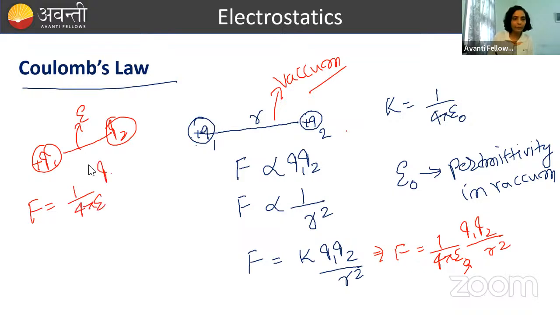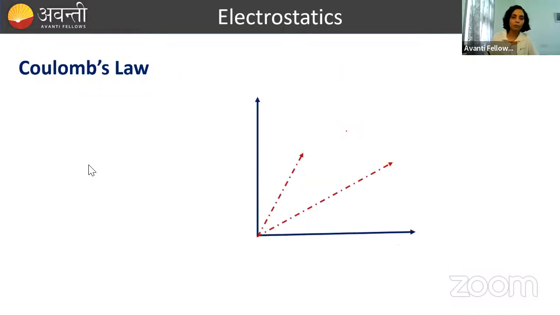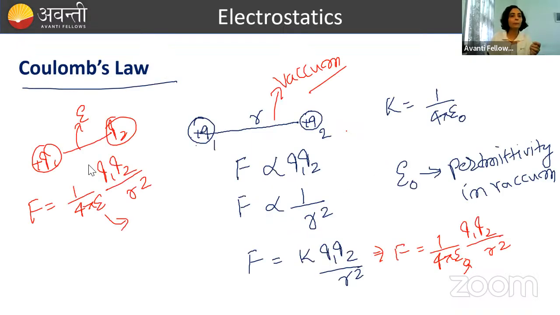1/4 pi epsilon Q1 Q2 by R squared. Later we will understand what is the physical significance of this epsilon, because till now it might feel like just one more term has come and you can't understand what this term is. So we will understand that also. So in Coulomb's law, what things do you have to keep in your head? It is applicable only for point charges. First thing and only thing you should keep in your head. Okay? So remember that.